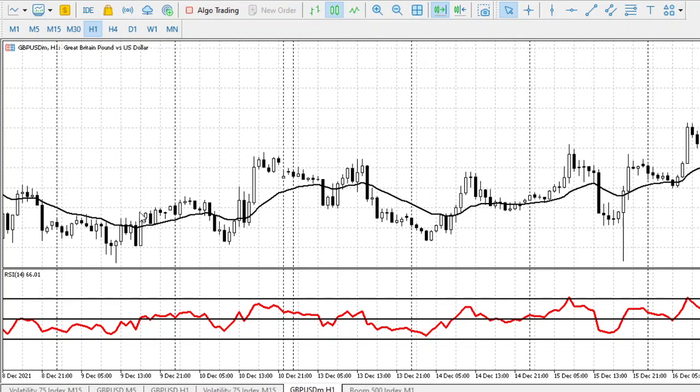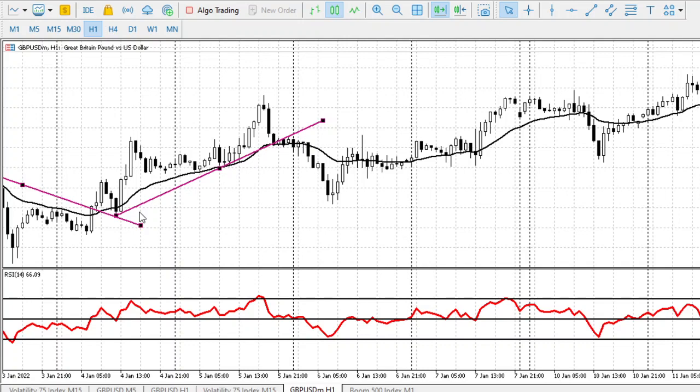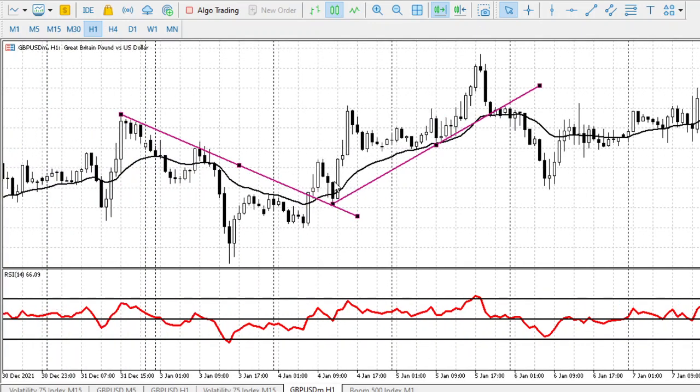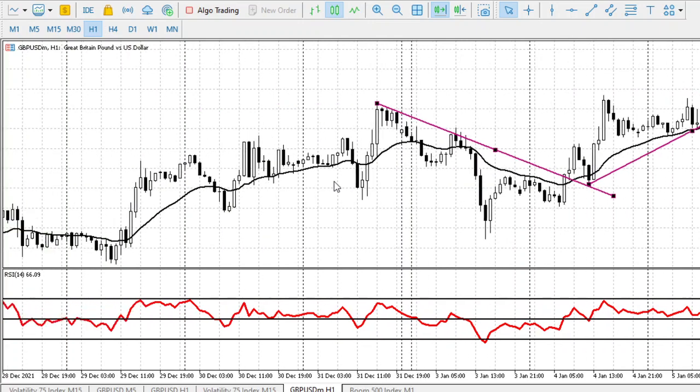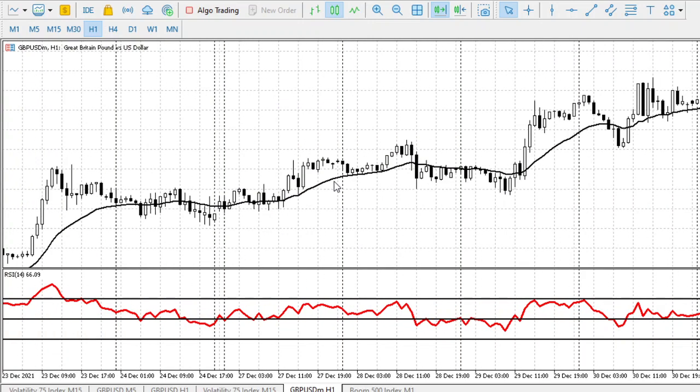Okay, let's go on to method number two, which you can use to enter your trades using the RSI.